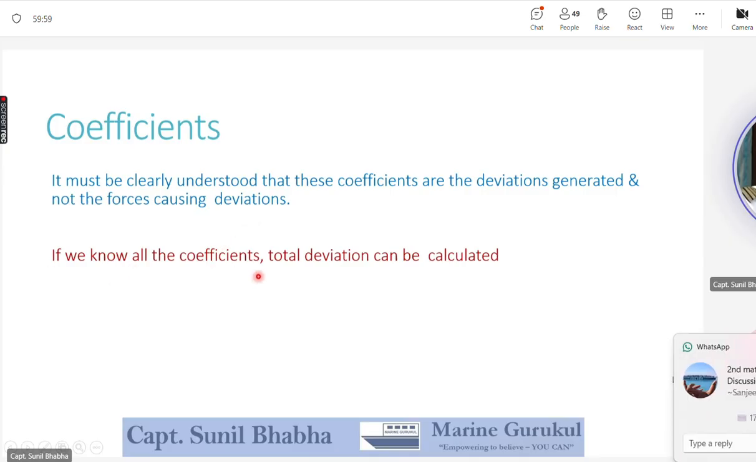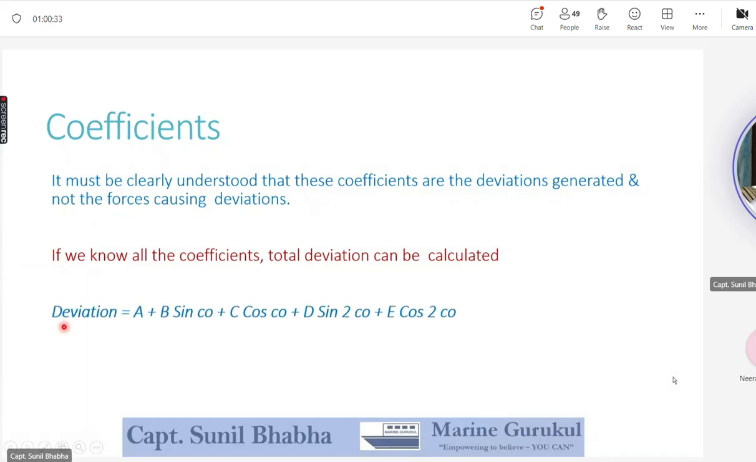If we know all the coefficients, the total deviation can be calculated on any particular heading of the ship. If we know the coefficients of a particular compass, let's say you go on a ship and I tell you that these are the 5 coefficients. Coefficient A is this much, coefficient B is this much, coefficient C is this much, and so on. Once I tell you all the coefficients, it is very easy for us to calculate the total deviation generated. Now, how can it be done? We have a very simple formula for finding the deviation from the coefficients.